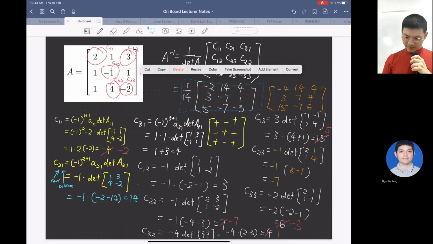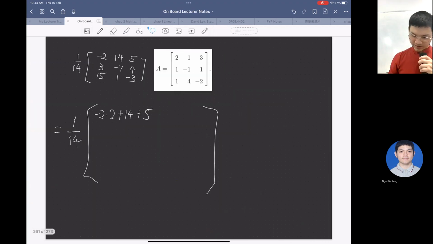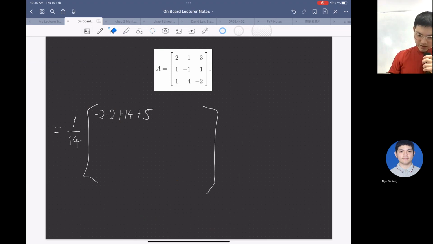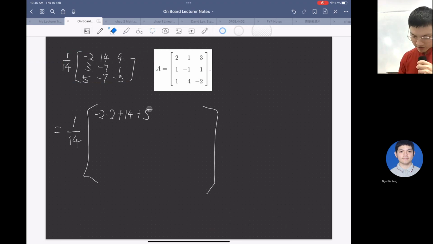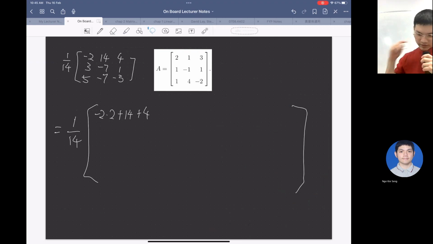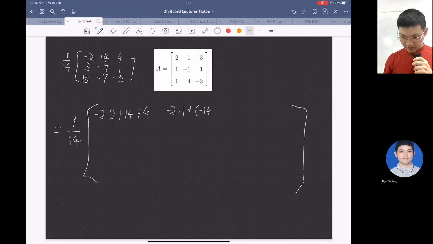Third attempt. Okay, let's put it back. So now this one is happy already. This one becomes 4. Okay, good. So I hope for the next two to be 0. So -2 times 1 plus 14 plus 4 times 4. Is it?